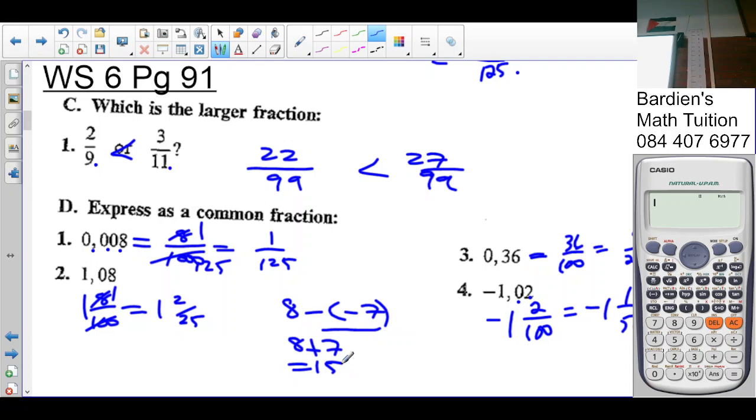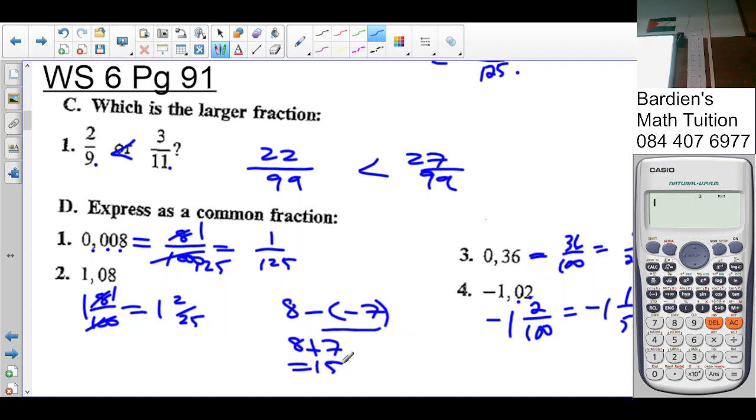Number 6? 18. Number 7? 3. Number 8? Negative 6. Number 9? 11. Number 10? 9. Number 11? Negative 7. Number 12? 48. Number 13? 6. Number 14? Negative 18. Number 15? Negative 10. Number 16? 8. Number 17? Negative 6.